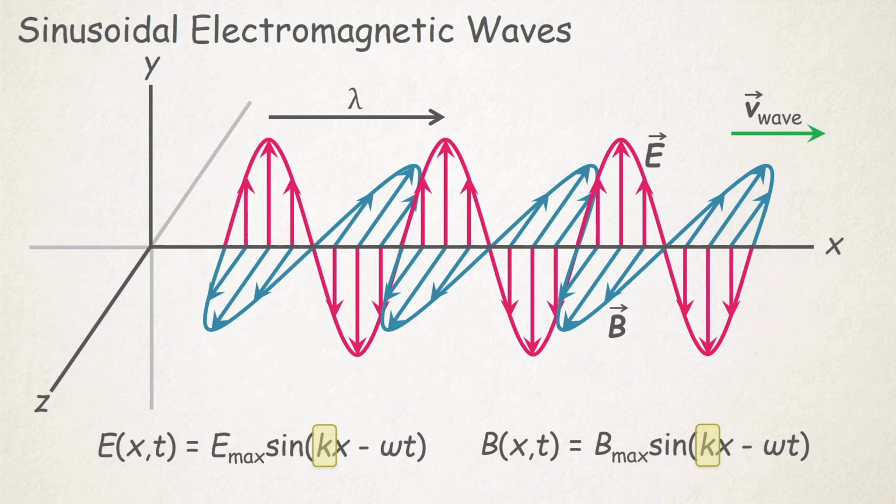If the electromagnetic wave is plotted as a function of time, you can measure the angular frequency omega, which is also the same for E and B. This means the electric field and magnetic field oscillate with the same frequency and have the same period.